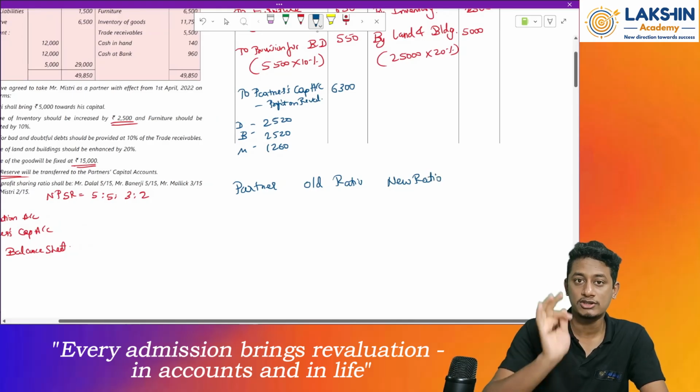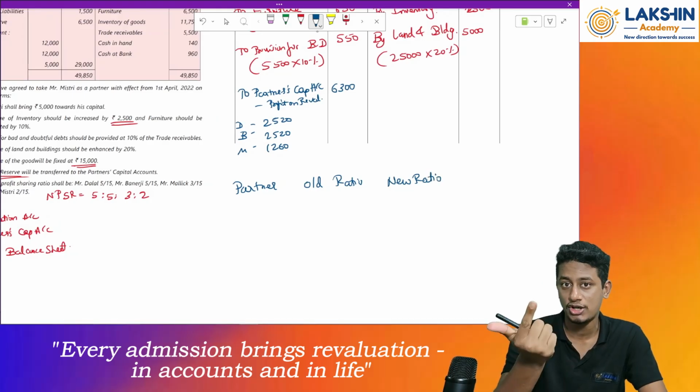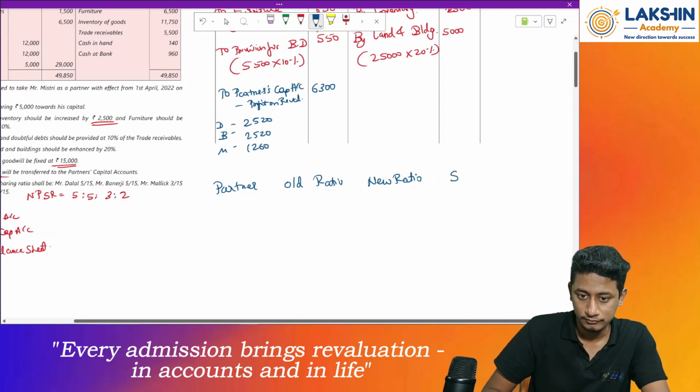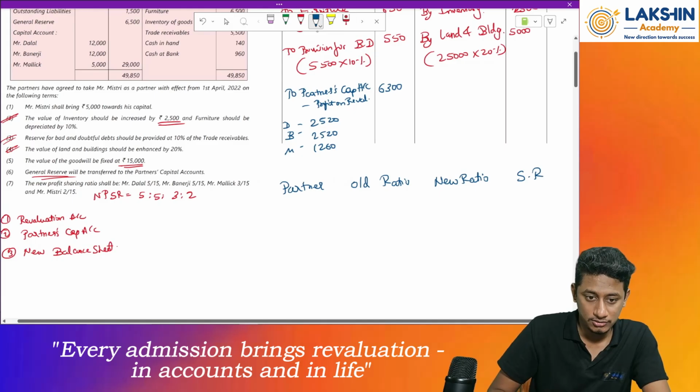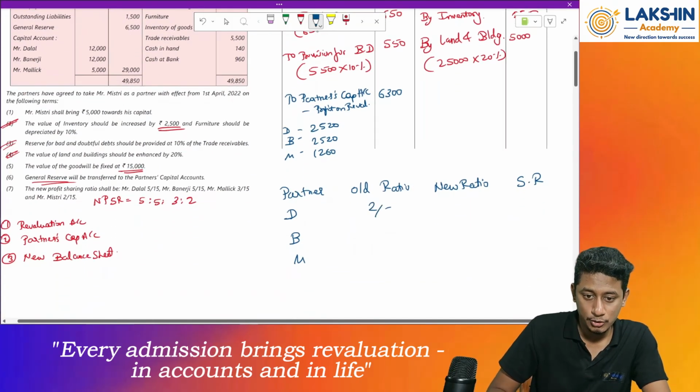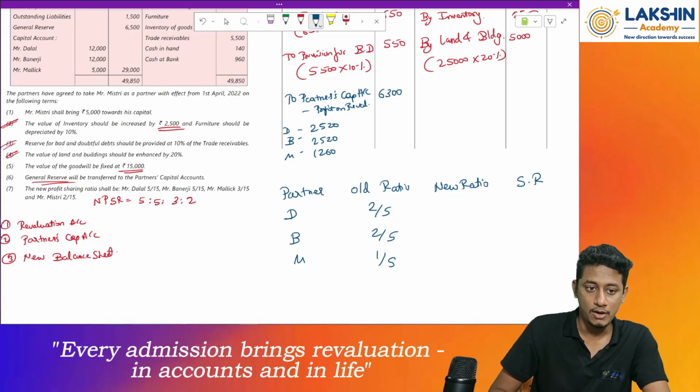See, in this question they have given us both the old ratio and the new ratio, so straight away we can find out the sacrifice ratio, whether they have gained or lost. For D, B, M, what is the old ratio? 2:1, so that would be 2 by 5, 2 by 5 and 1 by 5. What is the new ratio?